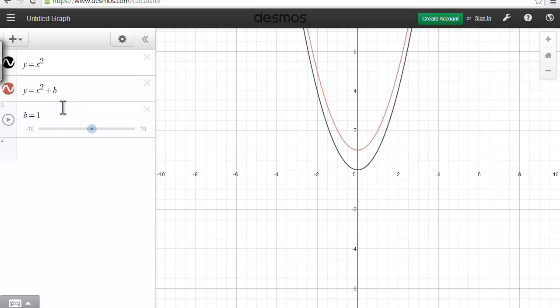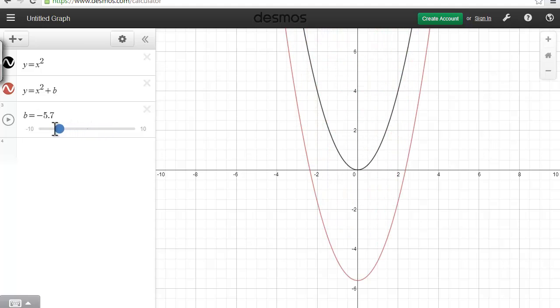So we can actually, in this program, put plus a letter like b, and then you can add a slider, and what this means is it'll alter b as you move it. So how is b moving? It moves up and down. If it's positive, it's moving up. If it's negative, it's moving down.